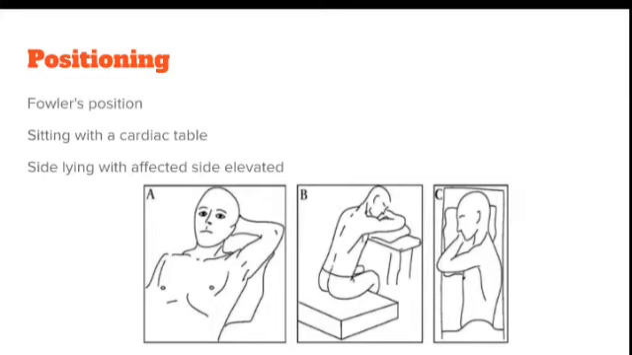Side lying with the affected side elevated and hands above the head; you can ask the patient to keep them there. Side lying position is also possible if the patient cannot tolerate the sitting position. So these are the 3 types of position. You can make the patient sit in Fowler's, sit with a cardiac table, or lie on the side with the affected side elevated.